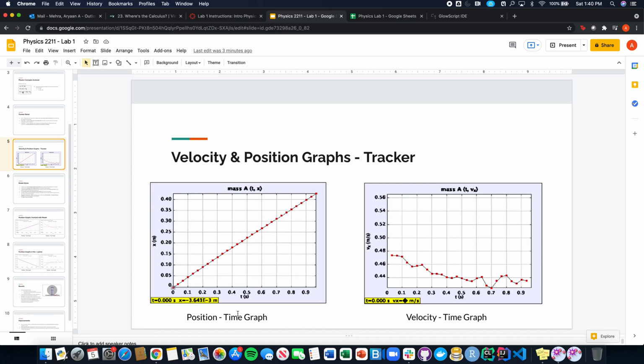In terms of some of the results, you can see that the velocity is more or less constant because the slope of this position time graph is constant, and you can see that it really doesn't vary very much. And it's kind of constant in between a small interval.